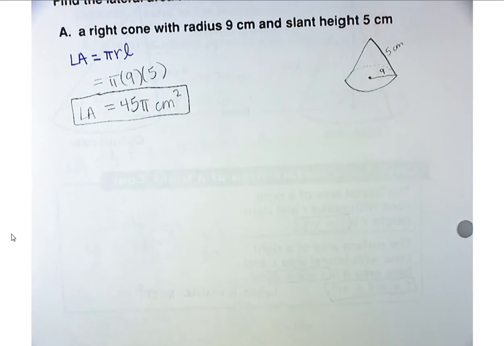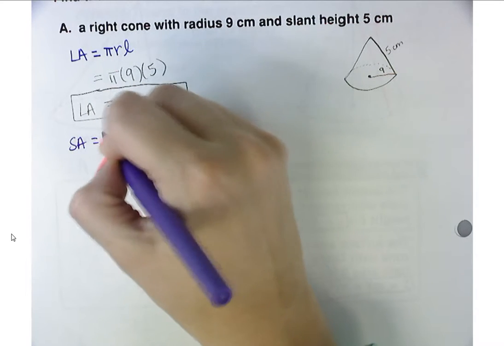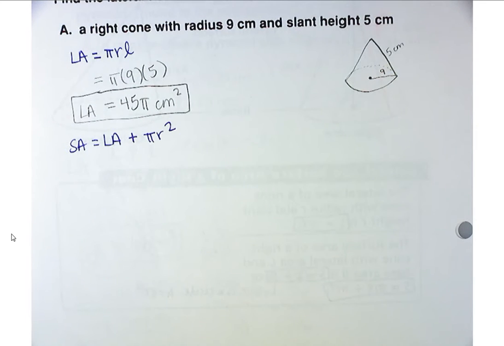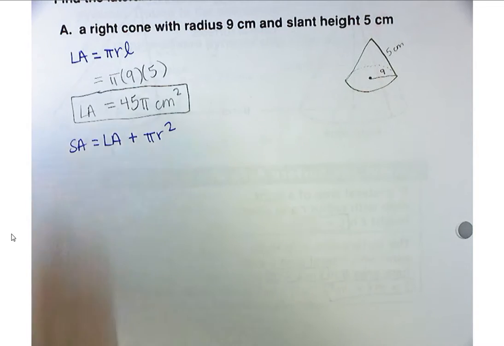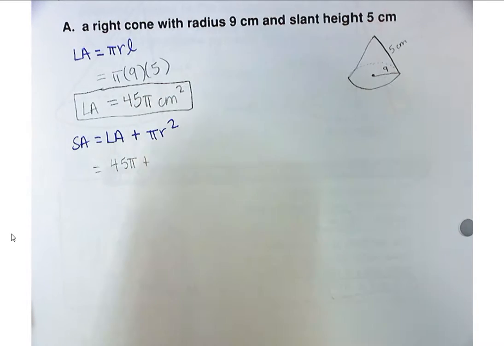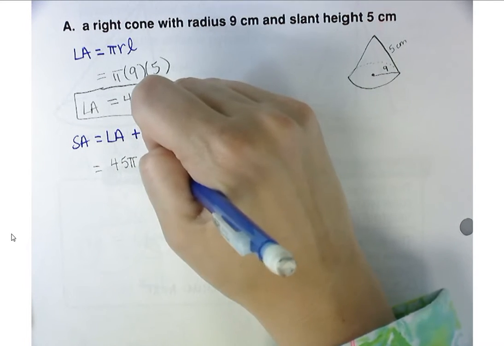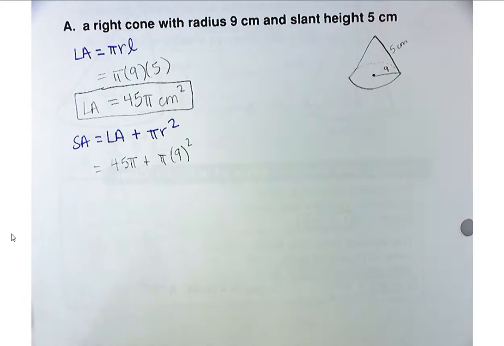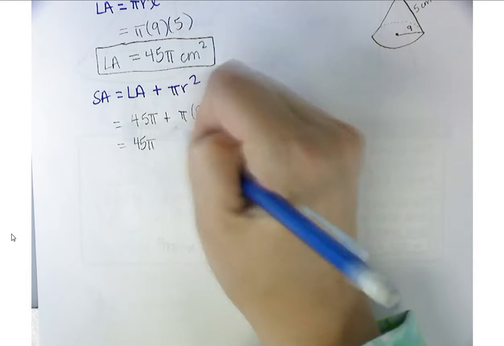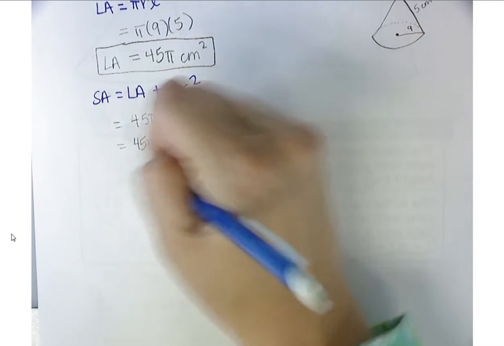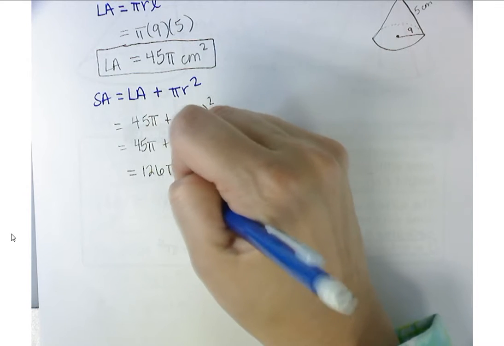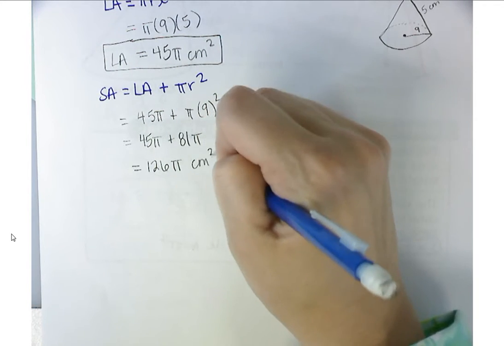Okay, and then your surface area is always going to be the lateral area plus the area of the base, which in this case our base is a circle, which is why we have pi r squared. So I have 45 pi from the lateral area, and then I have pi 9 squared. Once I plug in the radius, what's 9 squared going to be? 81. So then when I add 81 to 45, I get 126 pi. And then again, don't forget your units. This would be centimeters squared.